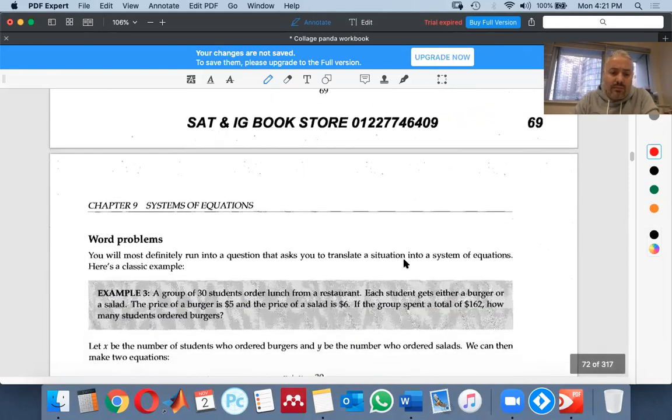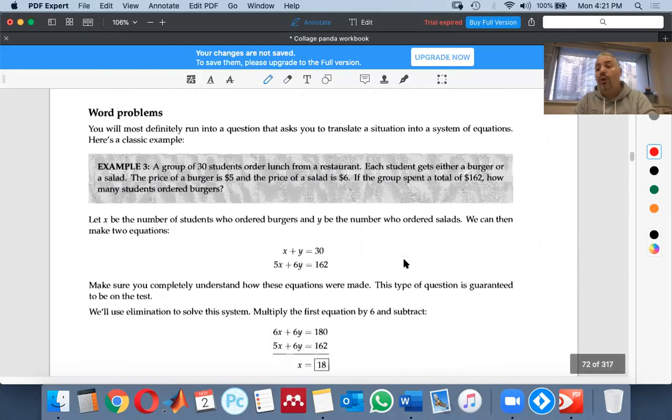Now let's go on. Word problems. Unfortunately, in the SAT especially, we do not have the equations in numerical form. We have to write our equations by ourselves. To do so, we should understand and analyze the question. So let's go on. A group of 30 students order lunch from a restaurant. So what I understand here is that the number of students is 30, so the right side or left side will be 30. I understand this one.